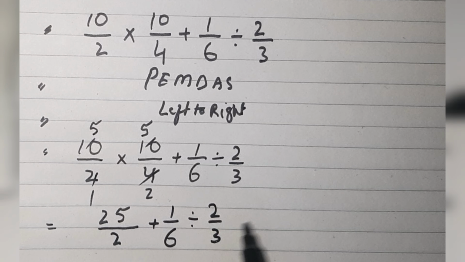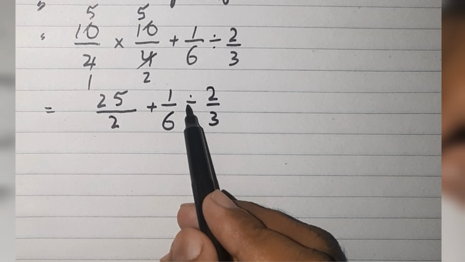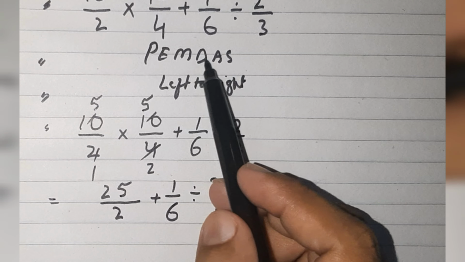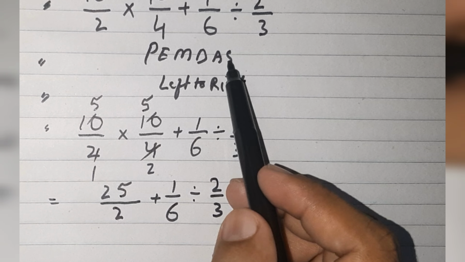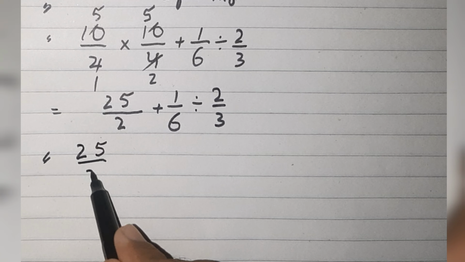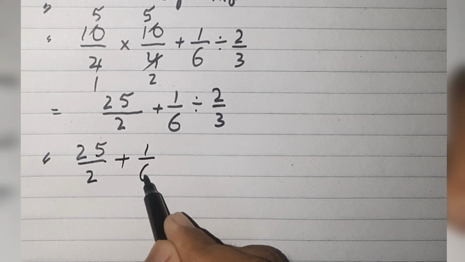In this expression there are addition and division symbols. So according to PEMDAS rules, division has higher priority than addition and subtraction. So first we solve the division. Now we write the equation again: 25 over 2 plus 1 upon 6.